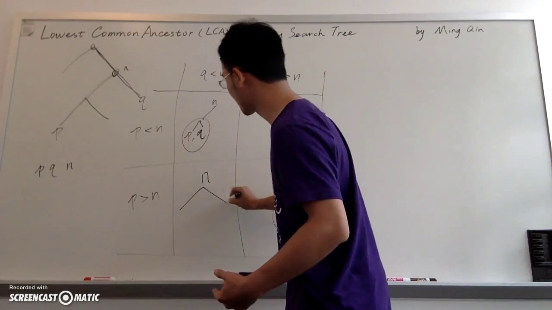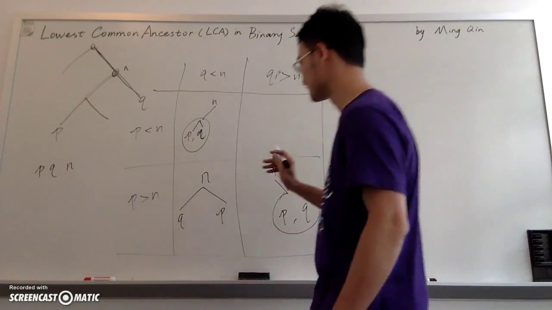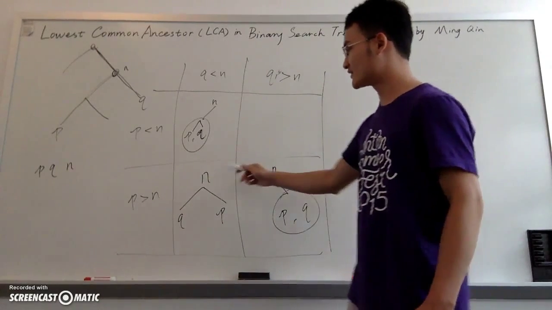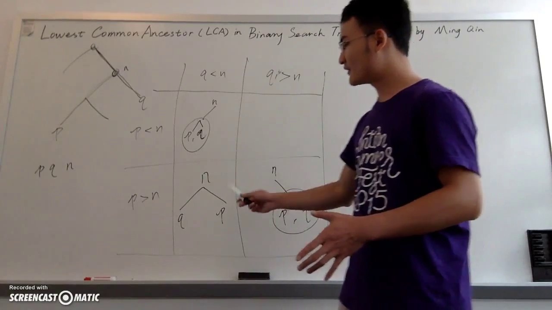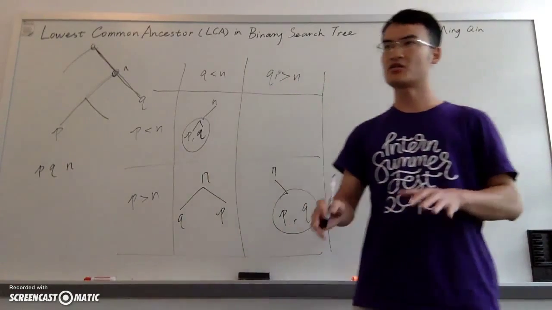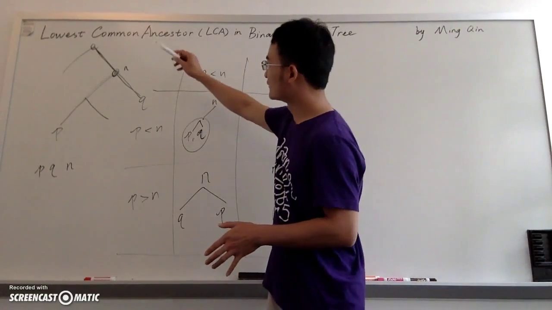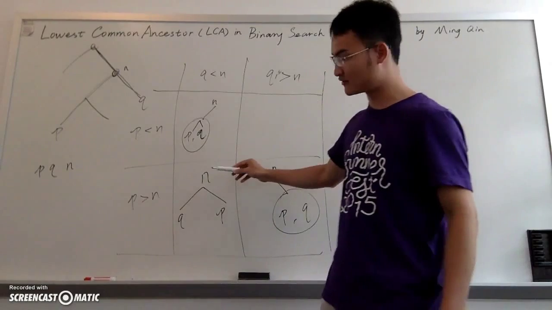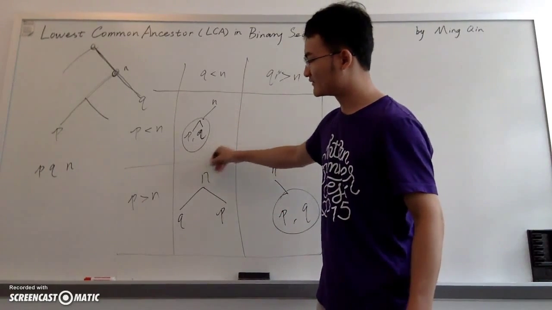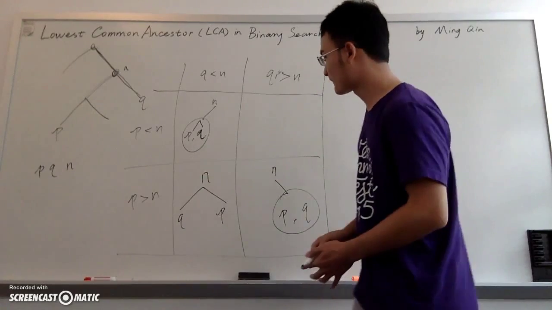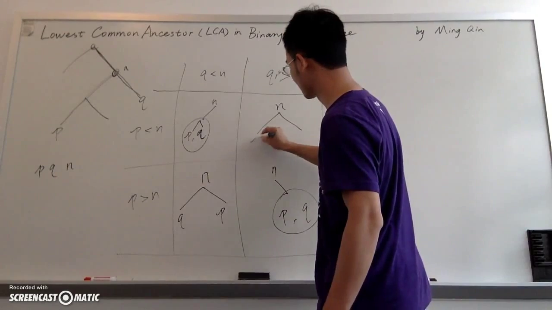But in this case, Q is less than n, P is greater than n. Then we can tell n is the answer. Why? Because Q and P are separated into two children of n. If we take the root to P path and the root to Q path, they must pass through the node n and diverge from there. Similarly, n is also the answer in this scenario.